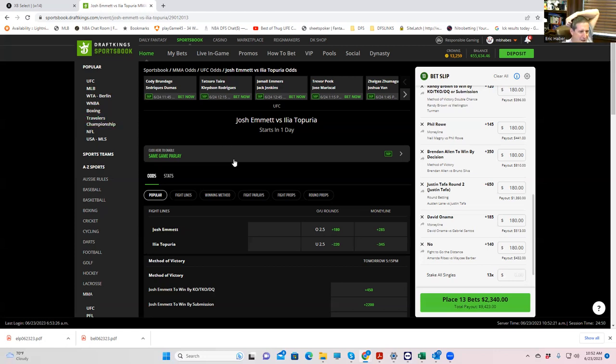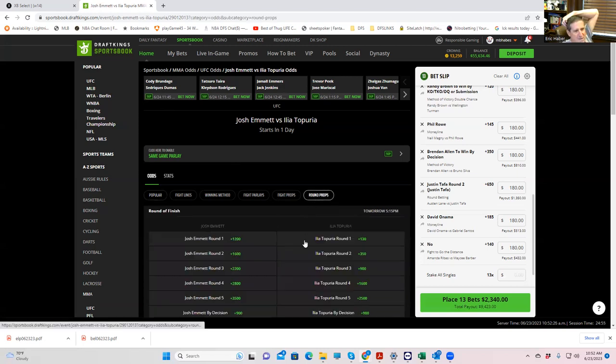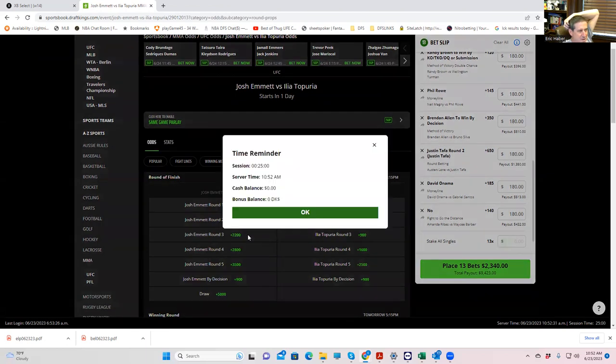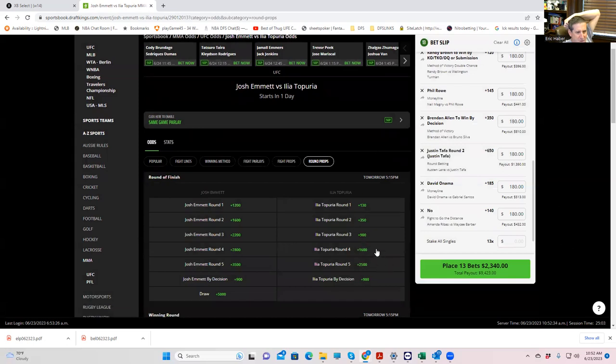We're just going to have to pick around here and see what's over 13 to 1 and makes sense that is not part of that normal narrative. So what you can do, Ilia round four, that could be really interesting. The idea that Emmett can stay with him striking, has the heart of a lion, and then in round four it just finally goes Topuria's way. That's possible.